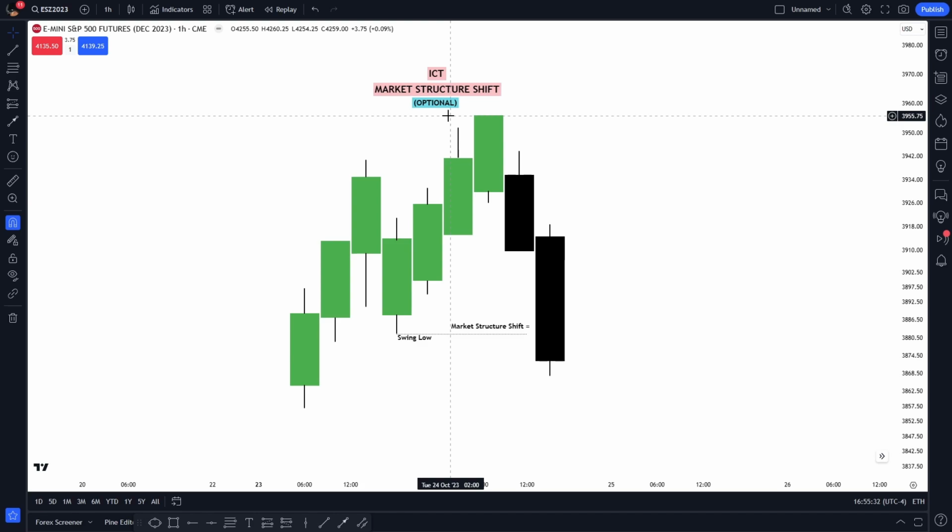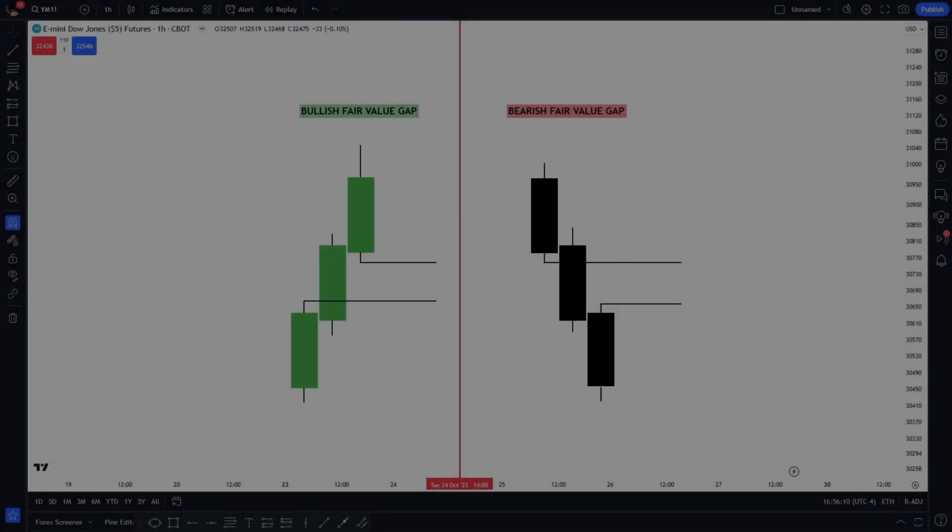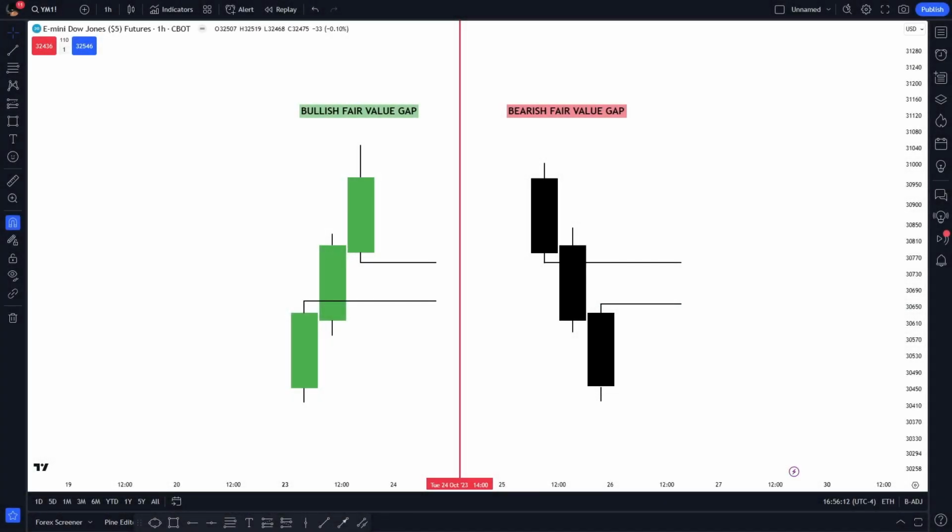Just know that if it had a market structure shift, it would be a higher probability trade. So if you don't get a market structure shift, you can still enter the trade, but I would use lower leverage. Okay. Step number 4, find a 1 to 5 minute fair value gap.